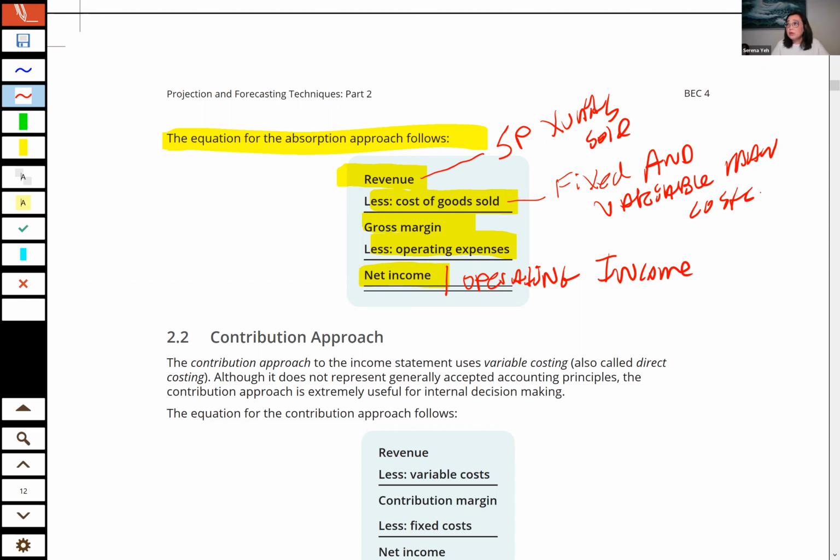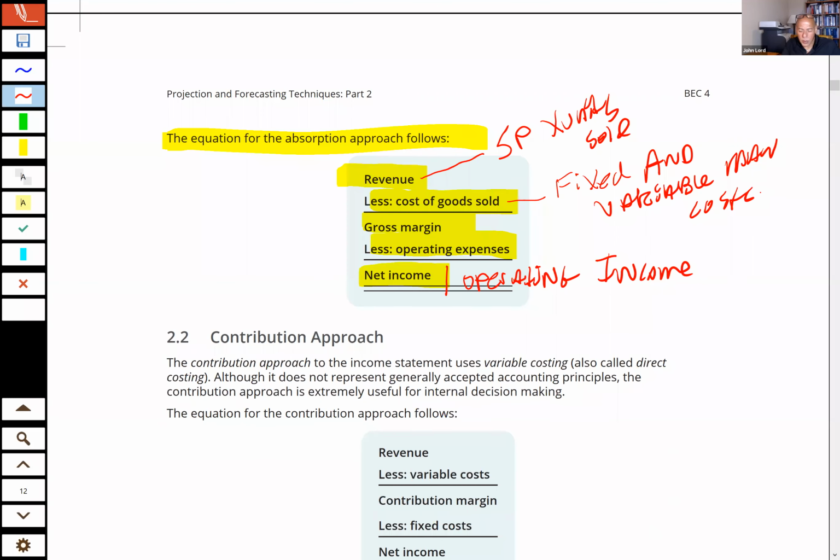Labor. Materials. What kind of labor? Direct. Factory. Direct labor. Direct materials. Factory overhead. Yes. And overhead, and it's both fixed and variable, right? Okay, both the fixed and the variable.